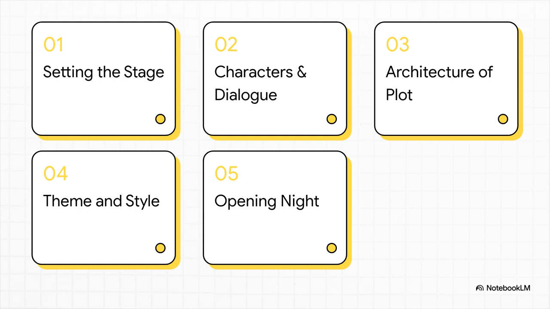Okay, let's dive into this. Think of this agenda as our playbill for the day. We've got a 5-act structure for our backstage tour. Act 1 is setting the stage. Act 2 covers the characters and dialogue. Act 3 is the architecture of plot. Act 4 is theme and style. And finally, Act 5 brings us to opening night.